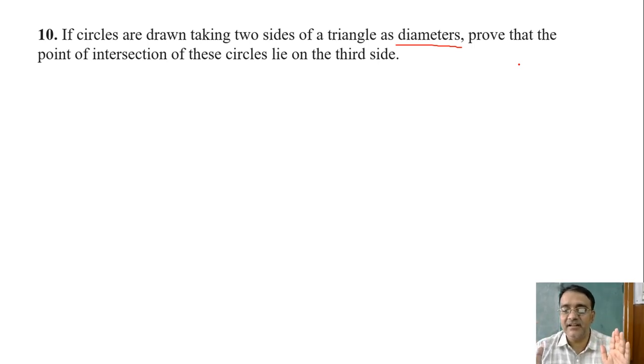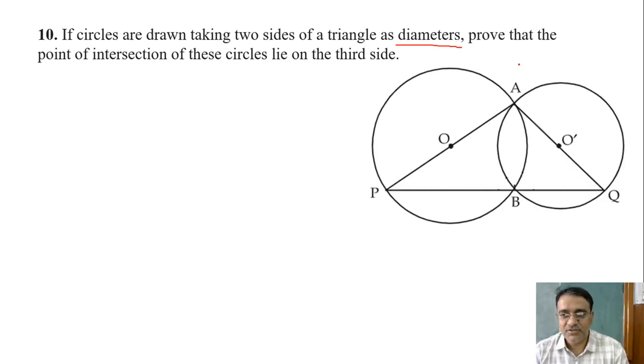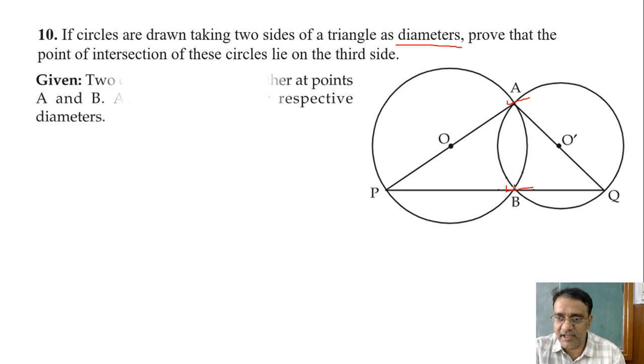अगर किसी भी ट्राइंगल का दो साइड में हम लोग अगर सर्कल्स ड्रॉ करते हैं डायमीटर लेके, so the both circles will intersect at third side, that we have to show. So this is the diagram. See, APQ is a triangle और AP और AQ diameter लेके हम लोग दो सर्कल ड्रॉ किए हैं. Okay, two circles intersect at point A and B, and AP and AQ are the respective diameters. Now we are going to join AB.